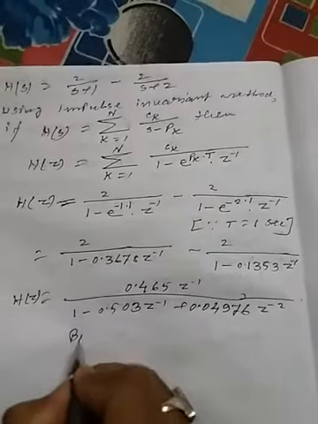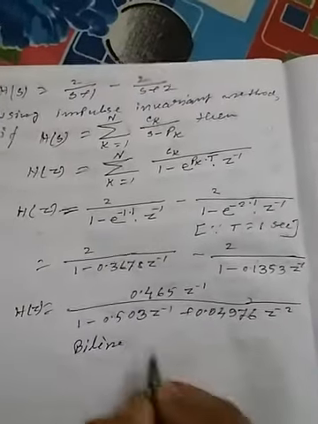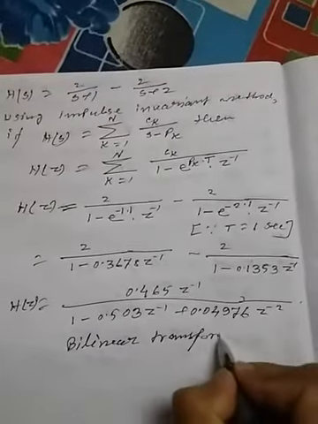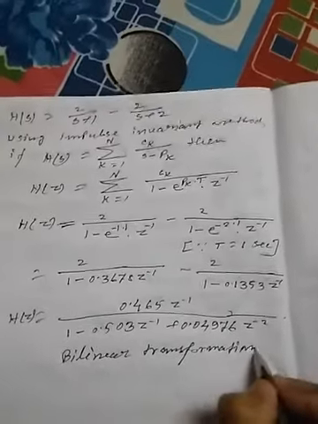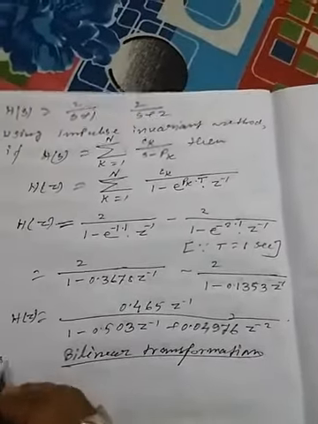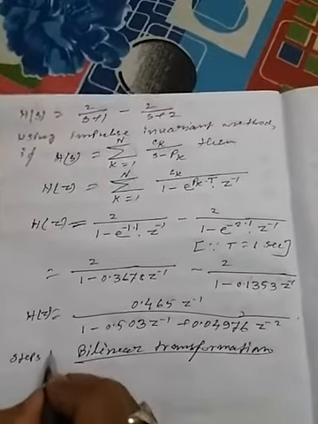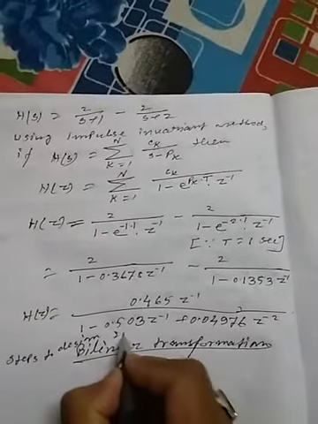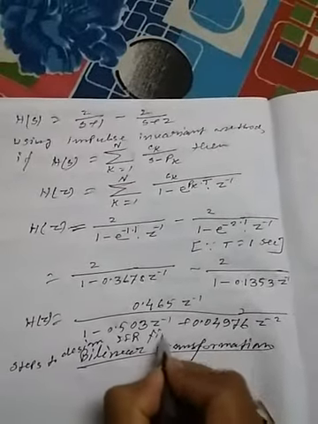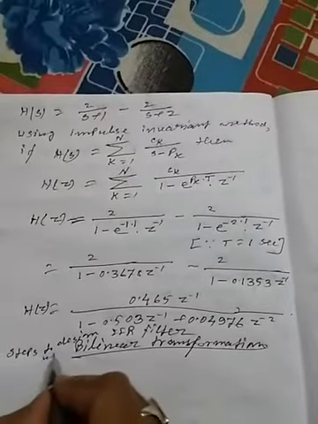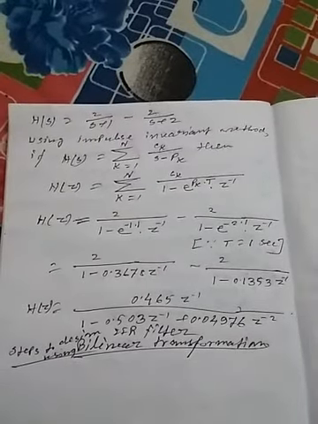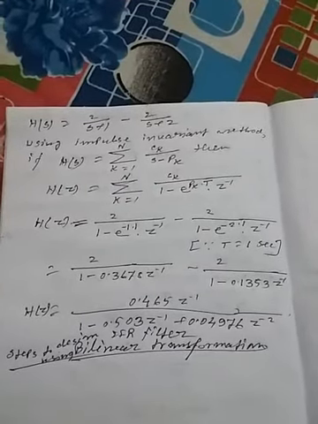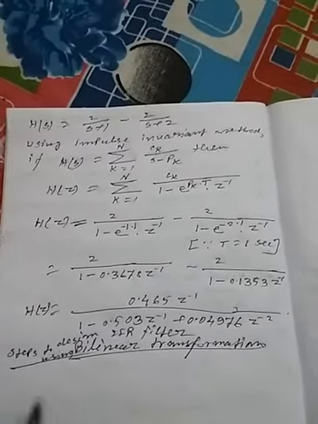Steps to design an IIR filter using the bilinear transformation method. First step is you have to pre-warp the analog frequency by using this formula.